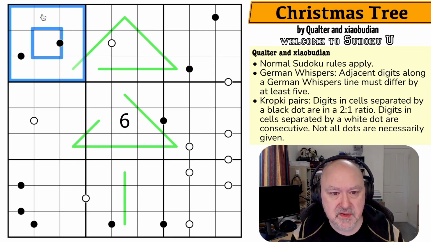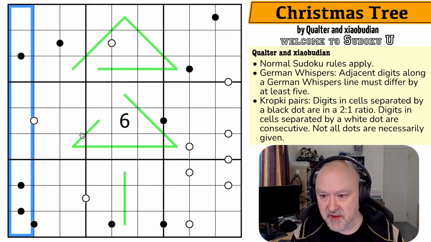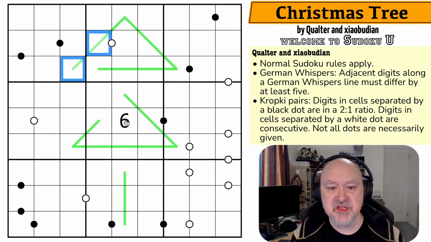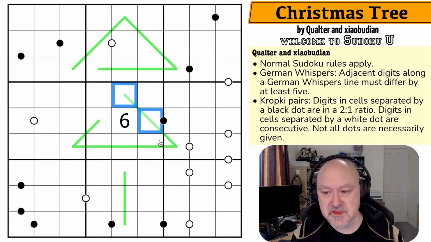So in every box, in every row, and in every column, the digits 1 to 9 must be placed without repetition. We have German whispers. So adjacent digits along a German whisper line must have a difference of at least 5. So these two digits will be different by at least 5. Those two digits will be different by at least 5. Any two cells that are connected by a green line, the difference must be at least 5.